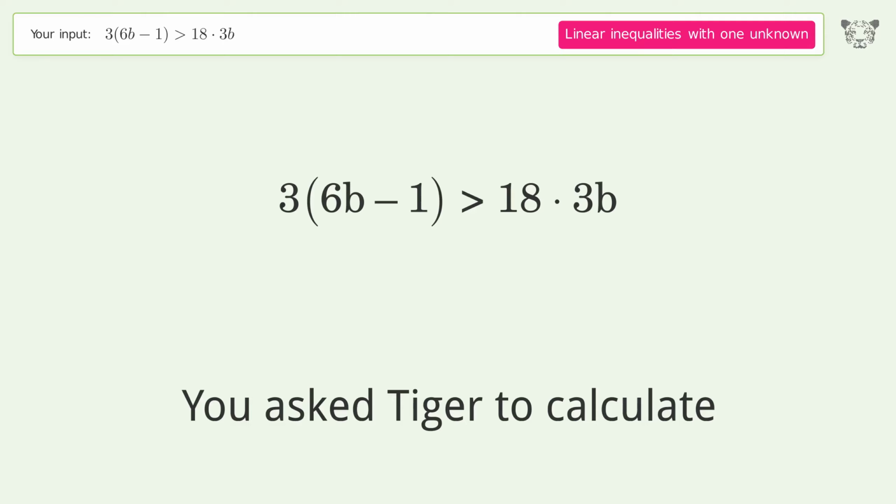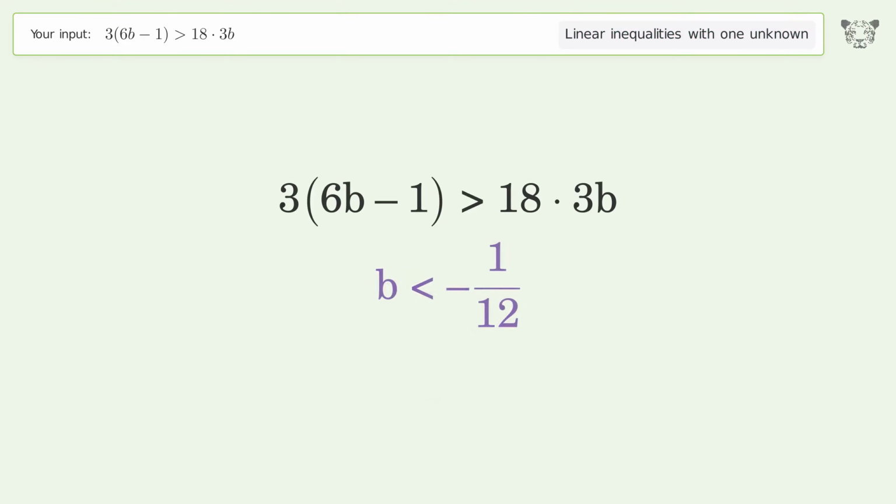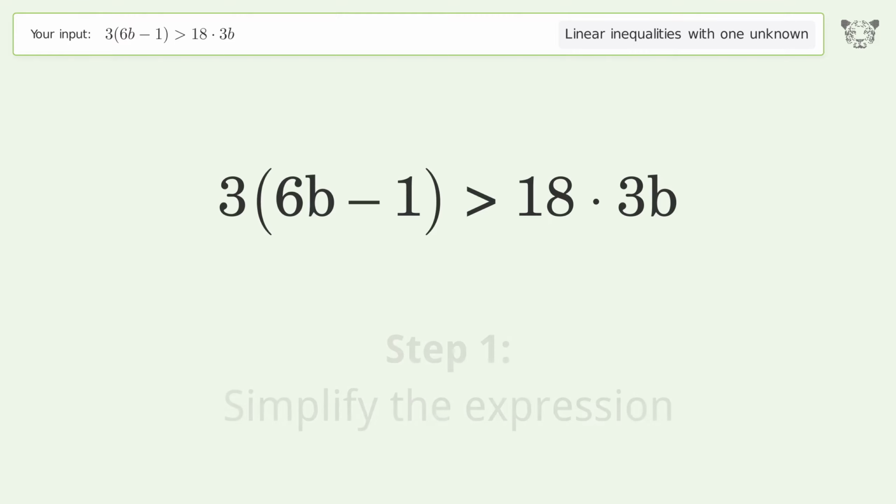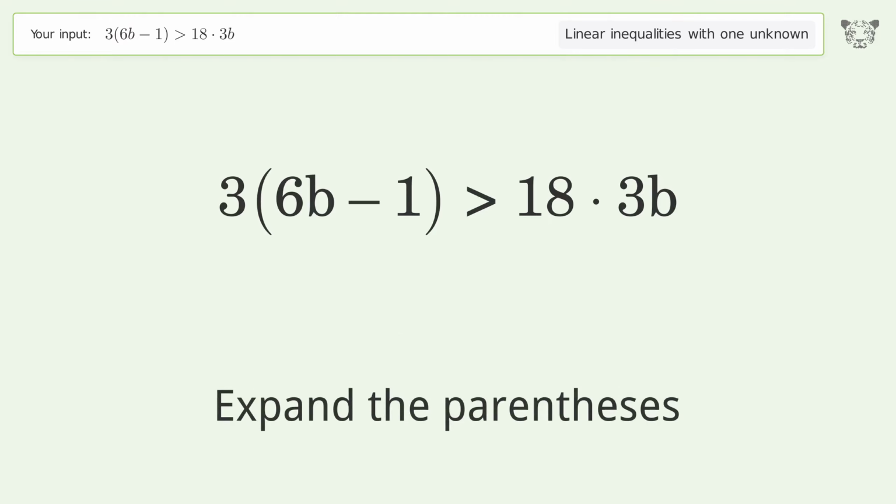You ask Tiger to calculate. This deals with linear inequalities with one unknown. The final result is b smaller than -1/12. Let's solve it step by step. Simplify the expression. Expand the parentheses.